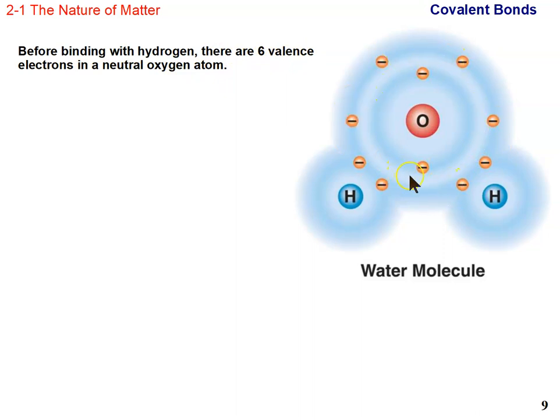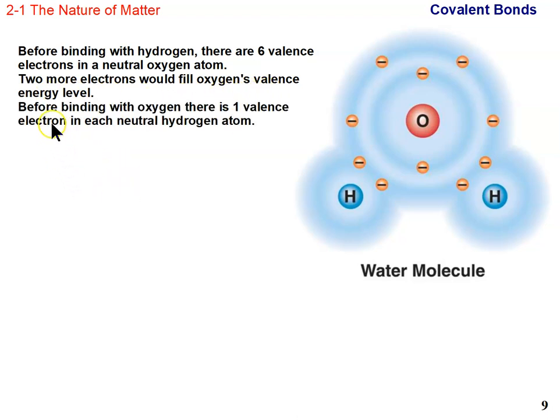It would like to have 8, but it only has 6. That's what causes it to want to interact with 2 hydrogen atoms. 2 more electrons would fill the oxygen's valence energy level. Before binding with oxygen, there is 1 valence electron in each neutral hydrogen atom. So each hydrogen atom, before bonding with oxygen, only had 1 electron.